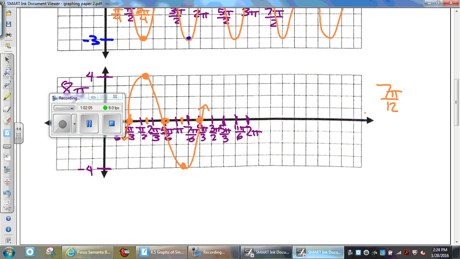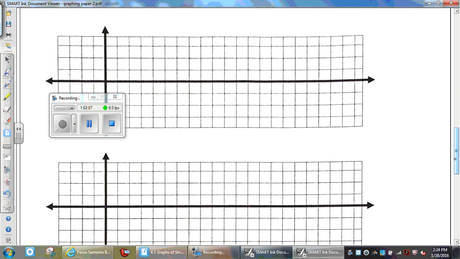Also, let's do it on the other side of your paper. Can someone read the equation to me, please? Negative 3 cosine of pi over 2 x? Yeah. Okay. All right, so we already agreed.